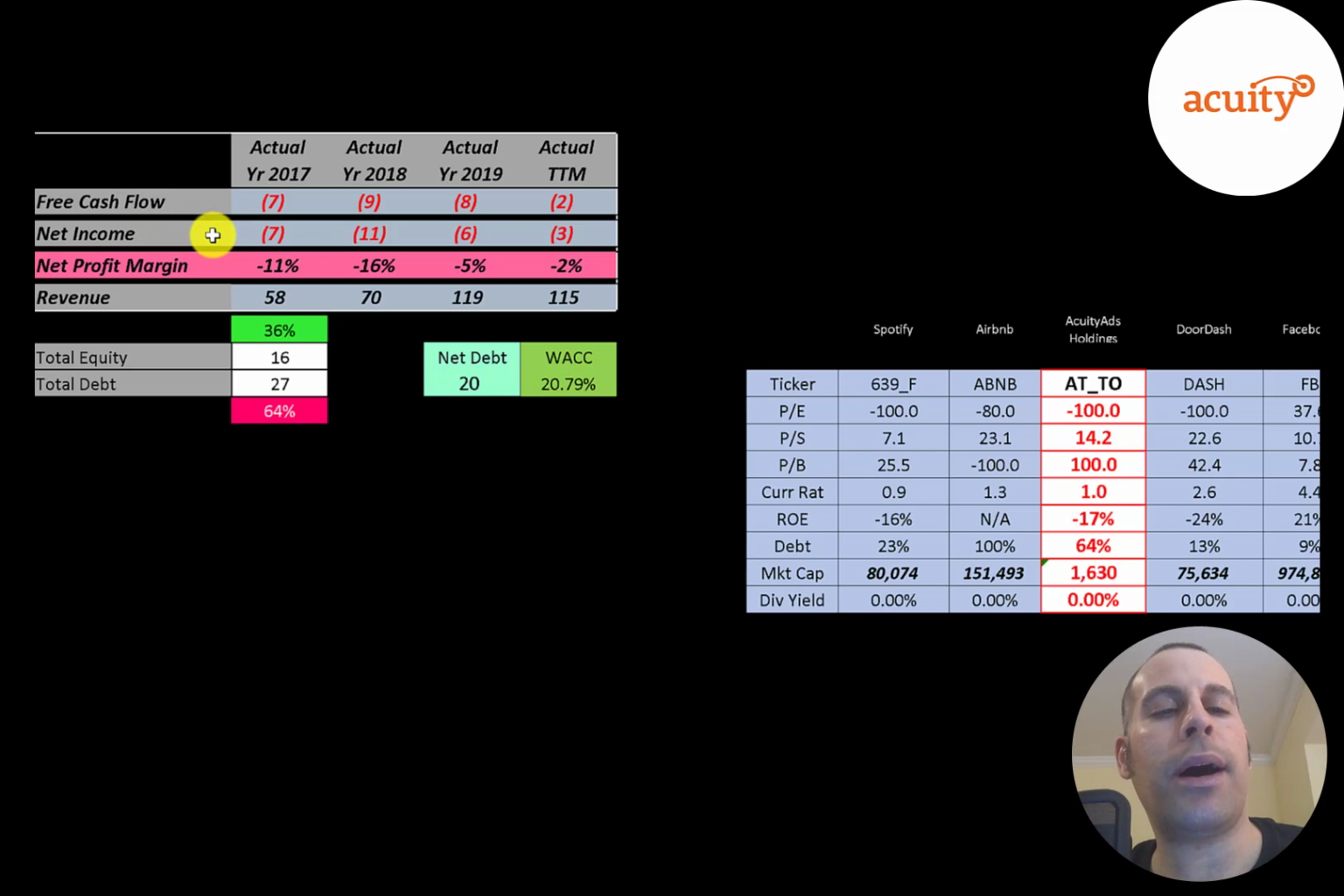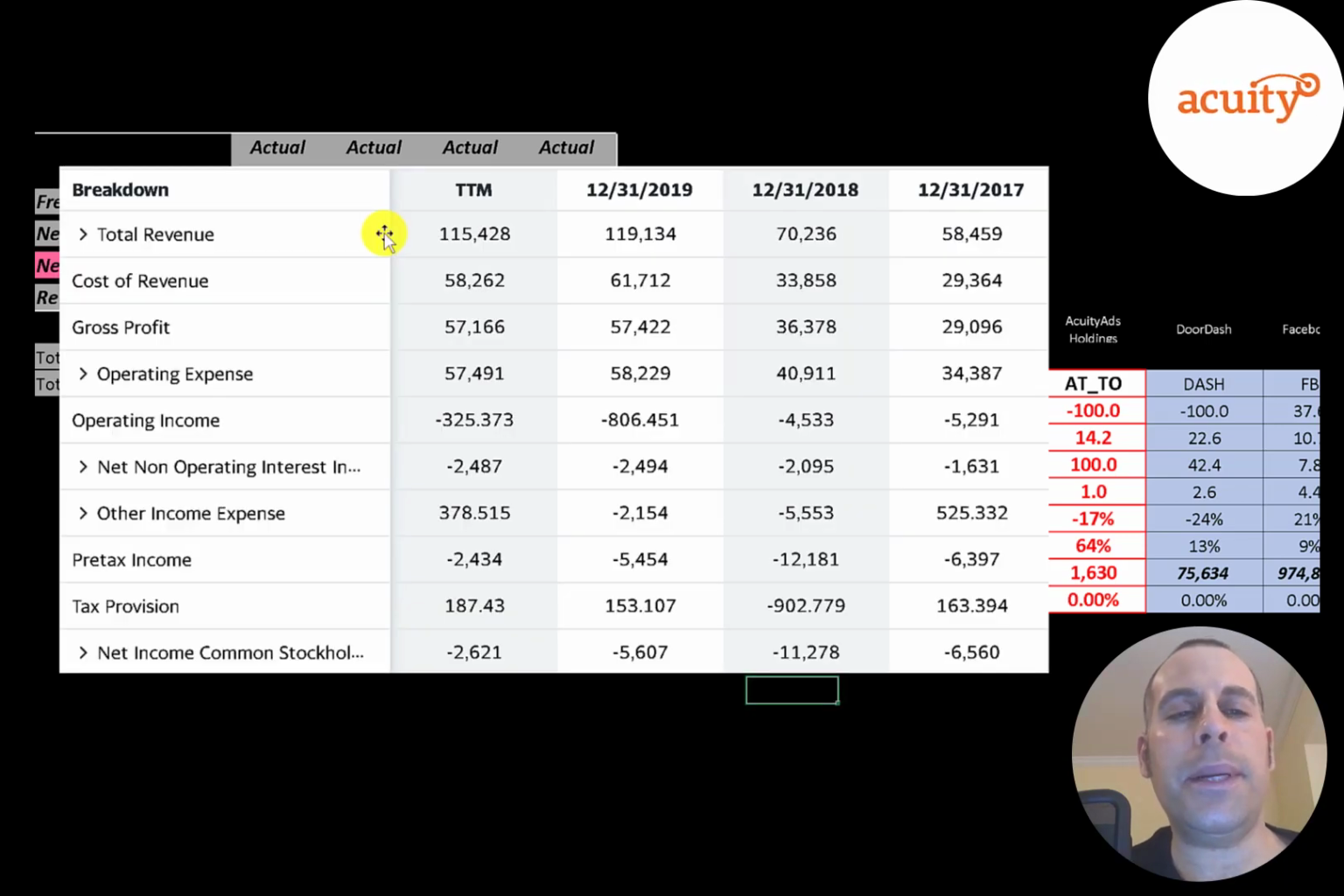Net income is a profit and loss on the income statement. It's revenue minus expenses. And they also have negative net income every year. Revenue is the sales for the company, and that's growing each year, which is good, from 58 million to 115 million. This is the company's income statement.